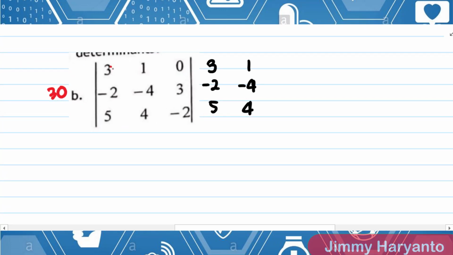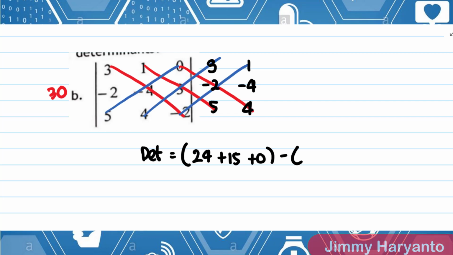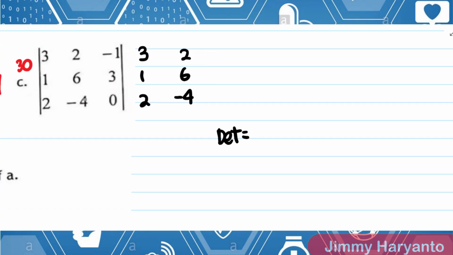And the next is 30b. For 30b, it's also the same like this. So you will get the determinant equals, let's see, 8, 24 plus 15 plus 0 minus the opposite direction like this. It will be 0. 3 times 3 equals 9, 36, and then plus 4. Okay, 39 minus 40 equals negative 1.